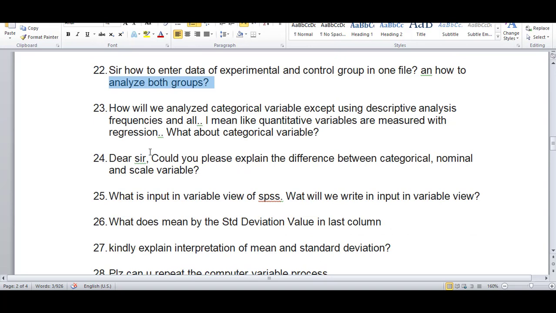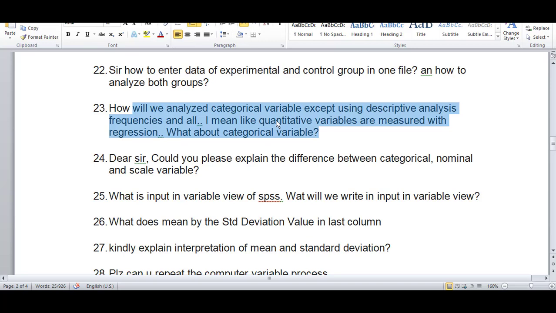How will we analyze a categorical variable except using descriptive analysis, frequency and all? I mean, quantitative variables are measured with regression. What about the categorical variable? A categorical variable can be analyzed using other inferential statistics, like even ANOVA and regression, even correlation. But again, it depends on what kind of categorical variable you have and what your main purpose is.